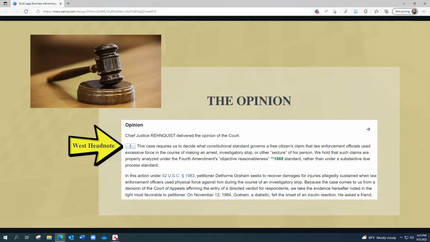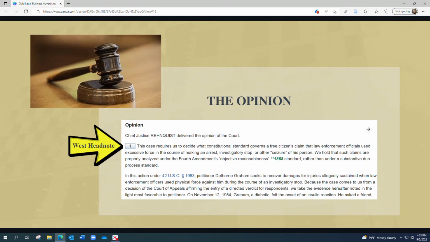Next comes the opinion of the court. First, you will see which justice delivered the opinion. In this particular case, we can see that Chief Justice Rehnquist delivered this opinion. The arrow is pointing to one of the West headnotes that I talked about earlier. The number 1 refers to headnote 1 that appears below the synopsis of the case in Westlaw. Because headnote 1 is referenced here, we know that the constitutional law issue related to law enforcement use of excessive force will be discussed in this section.